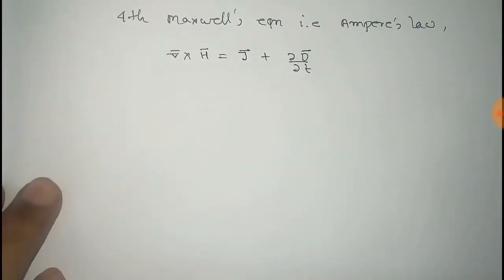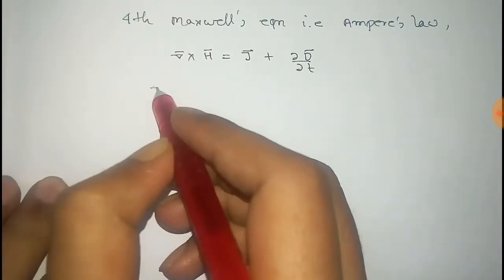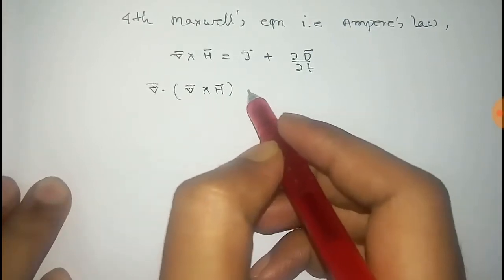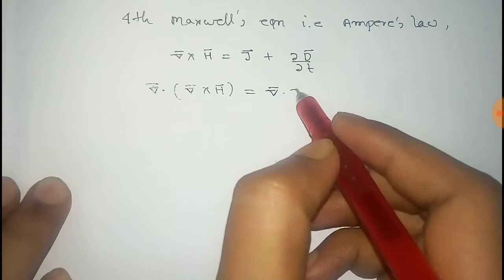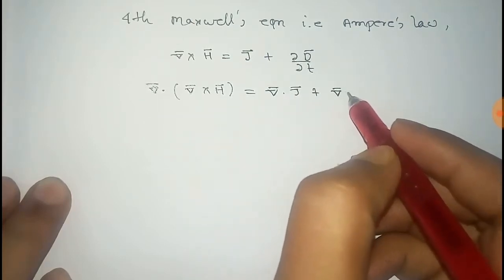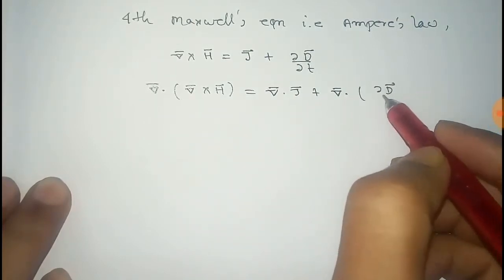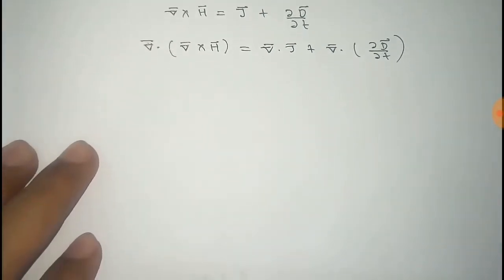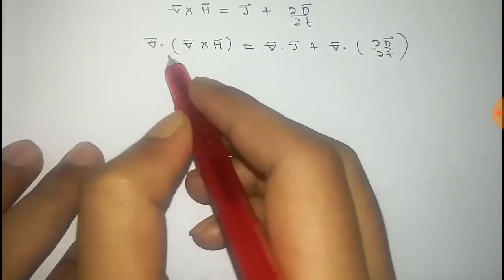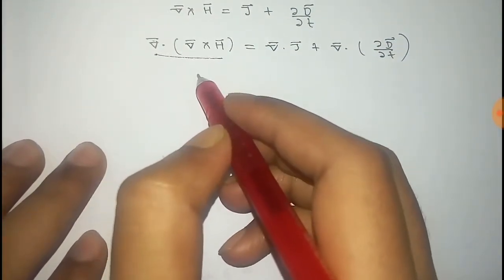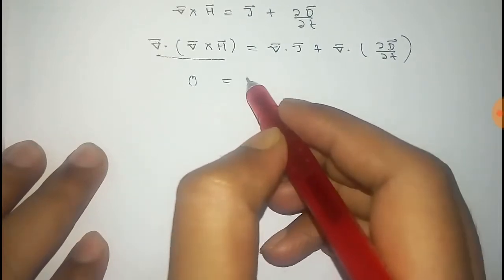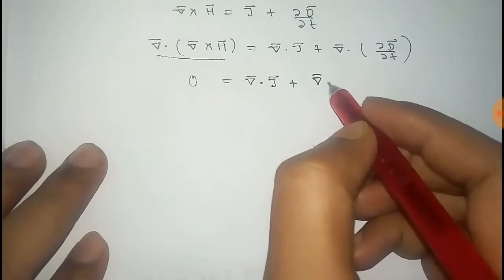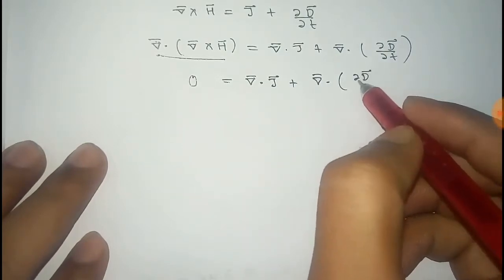Now we take divergence on both sides of this equation, so we get divergence of curl H equals divergence of J plus divergence of del D by del t. Now by the vector identity we can say that divergence of curl of any vector is 0, so that term is 0. That equals divergence of J plus divergence of del D by del t.